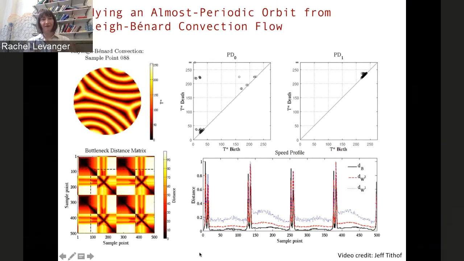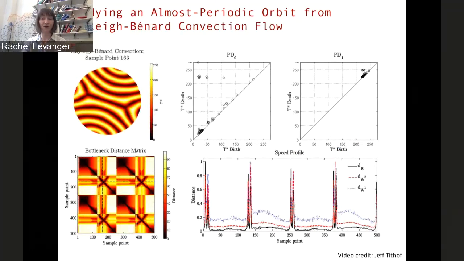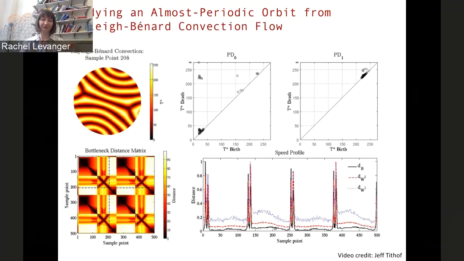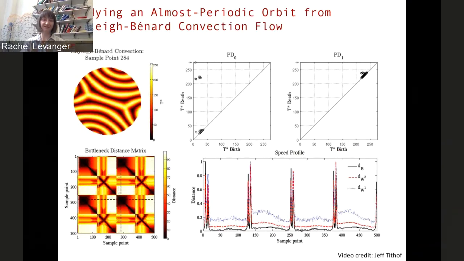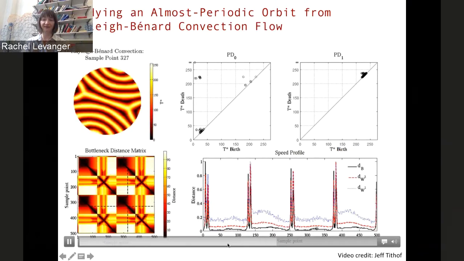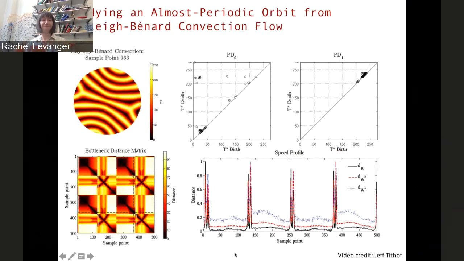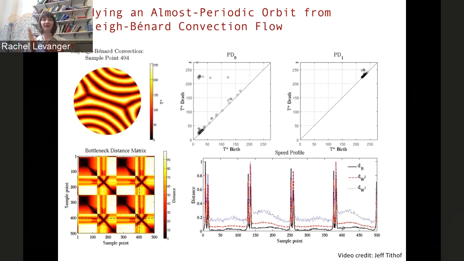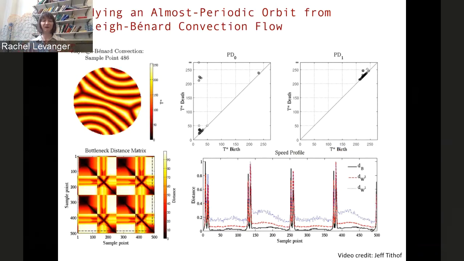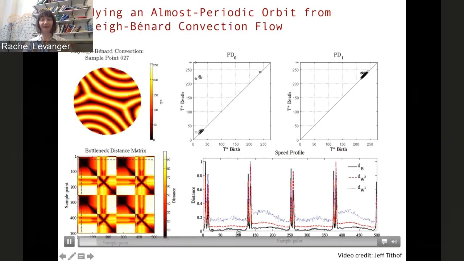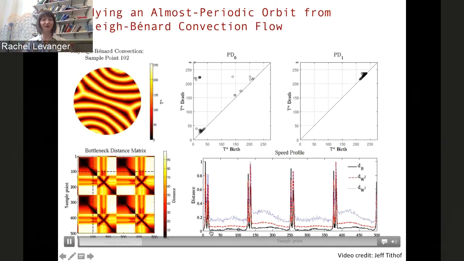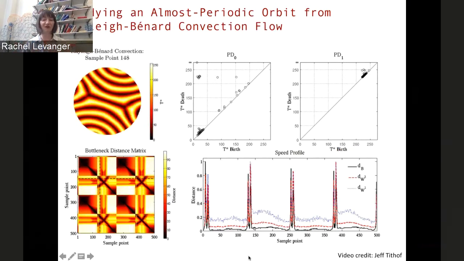So as far as the periodicity goes, we haven't talked about the speed profile in the bottom right. This is actually showing the actual values of the super diagonal of the distance matrix. So the black line is the bottleneck distance between consecutive frames. So if I want to know from one time point to the next how much my persistence diagrams changed in terms of bottleneck distance, that's what this black line is. And you can see that it's going along very smoothly, very slow changes, and then all of a sudden something drastic happens.